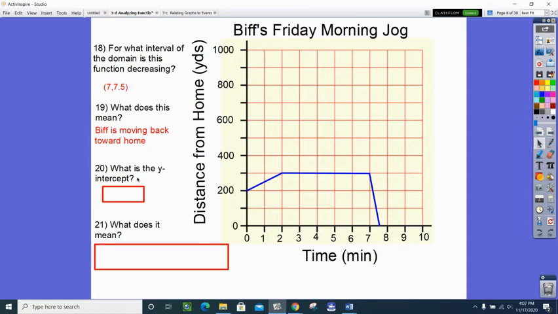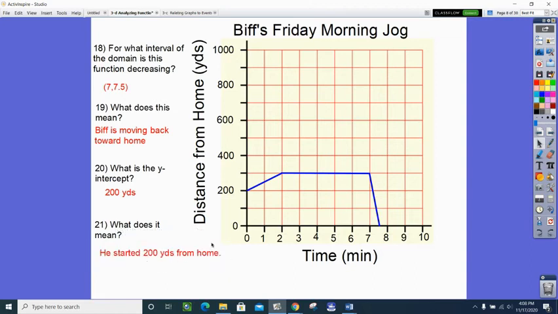What is the y-intercept? Did you put the 200 yards, which is (0, 200)? And what does that mean? He started 200 yards from home, moved away from home, stopped, and then went back to home quite quickly there.